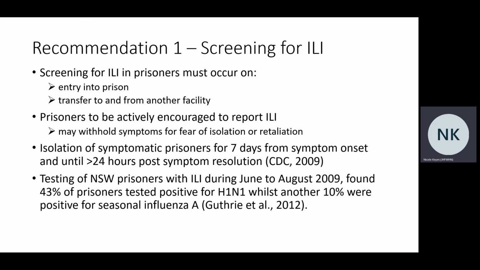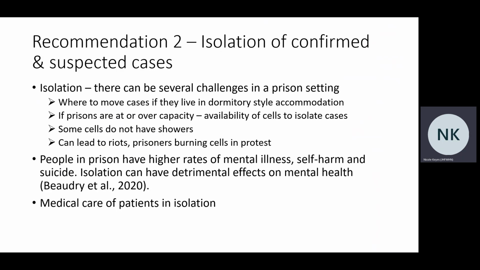Now, during the H1N1 pandemic in New South Wales, they did a survey testing those prisoners with influenza-like illness from June to August 2019, and found that 43% of those prisoners were positive for H1N1, while the other 10% were positive for seasonal influenza. So again, very important to identify people with influenza-like illness. The second recommendation would be the isolation of confirmed or suspected cases.